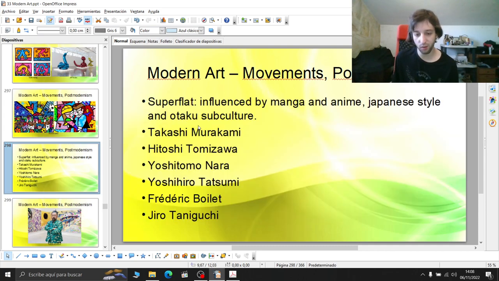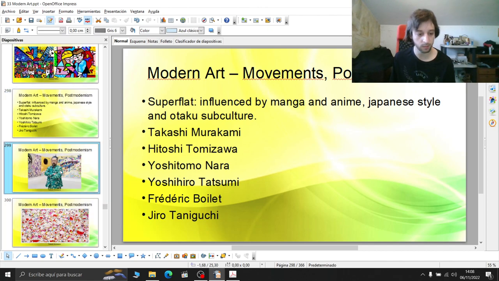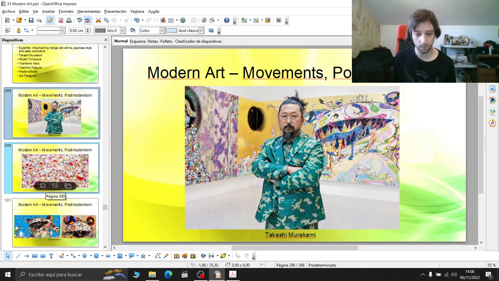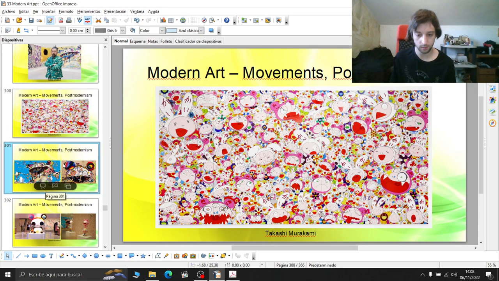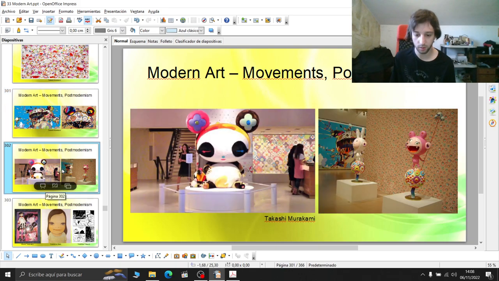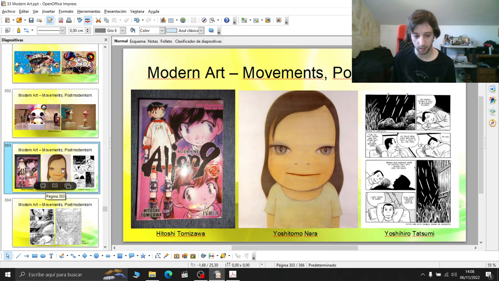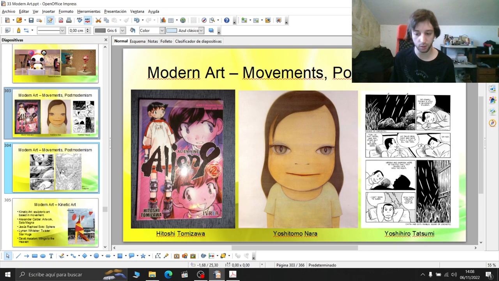Superflat, influenced by manga and anime, Japanese style, and otaku subculture, with artists like Takashi Murakami, Hitoshi Tomizawa, Yoshitomo Nara, Yoshihiro Tatsumi, Frédéric Boilet, and Hiroshi Taniguchi. Takashi Murakami. This is very cool. Here, Hitoshi Tomizawa, Yoshitomo Nara, Yoshihiro Tatsumi.